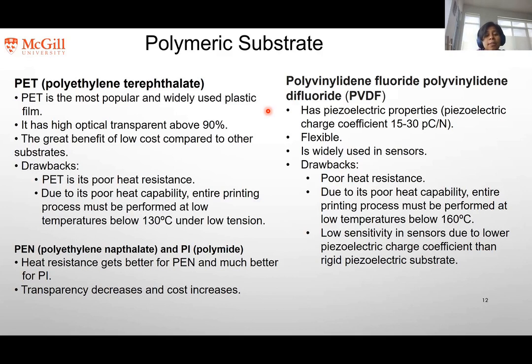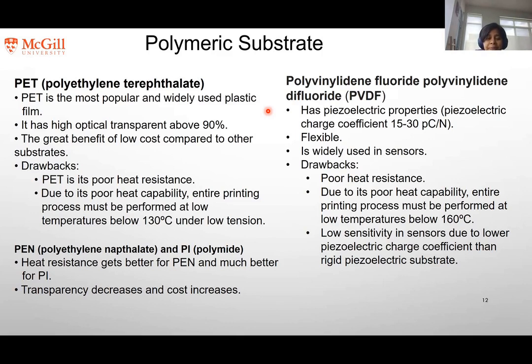And a lot of the time, when we print materials on them, we need to bake them higher than 130 degrees Celsius to get the desired electrical properties in those printed materials. So, when we are using PET, we are very much limited by this 130-degree temperature limit, and that's pretty significant for many deposited materials.